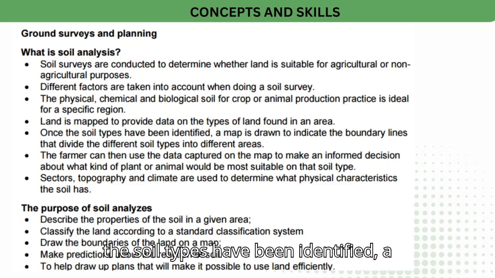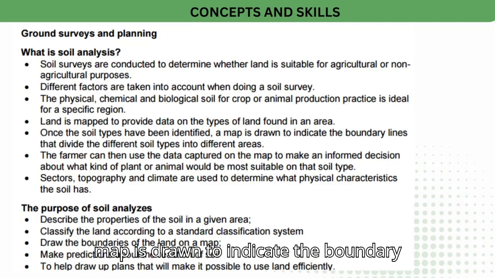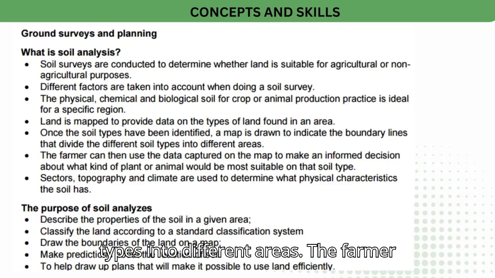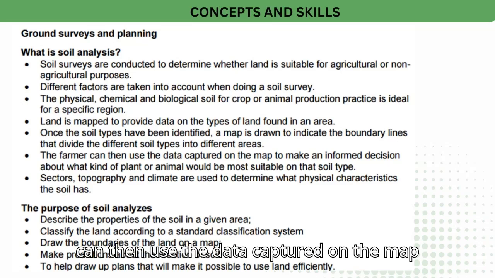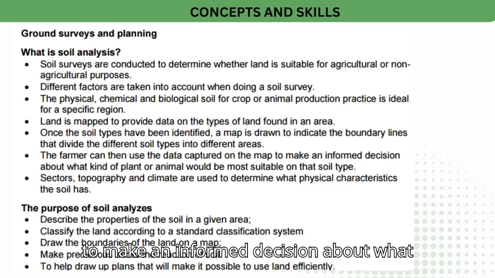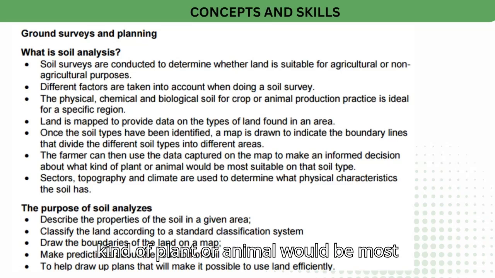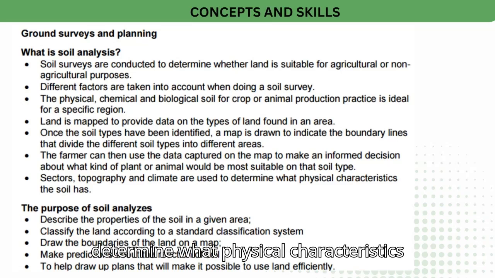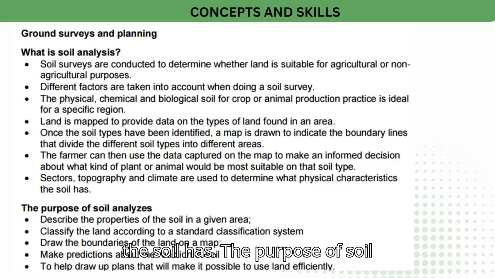Once the soil types have been identified, a map is drawn to indicate the boundary lines that divide the different soil types into different areas. The farmer can then use the data captured on the map to make an informed decision about what kind of plant or animal would be most suitable on that soil type. Sectors, topography and climate are used to determine what physical characteristics the soil has.